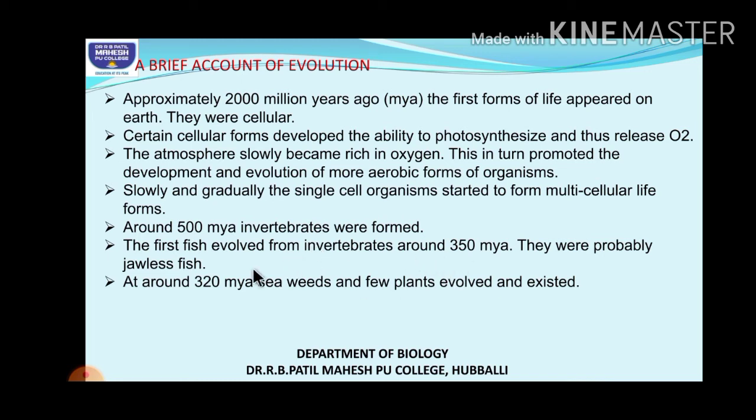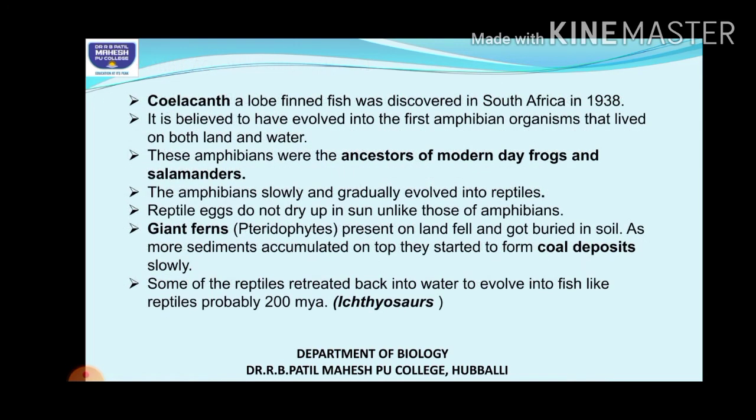350 million years ago, the jawless fishes came. 320 million years ago, smaller plants like algae and seaweeds started to evolve. This is important: coelacanth, a lobed fish, was discovered in South Africa in 1938. Okay, so remember this one.